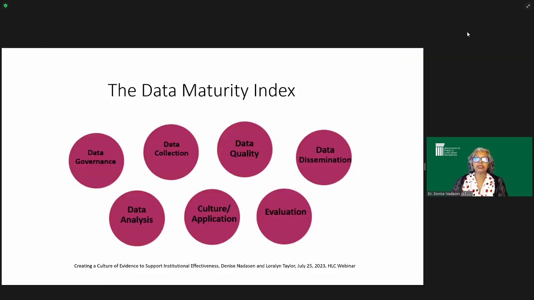So I'm going to talk a little bit about the Data Maturity Index, which is the assessment tool mentioned earlier that the Data Integration Cluster created. It's called the Data Maturity Index, and it's made up of 23 questions that are organized in 7 components: data governance, data collection, data quality, data analysis, data dissemination, culture and application, and then evaluation.